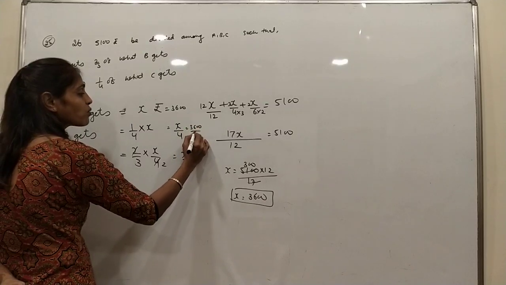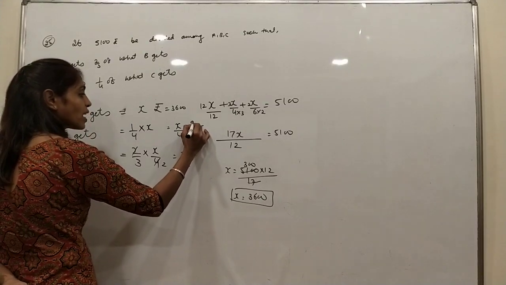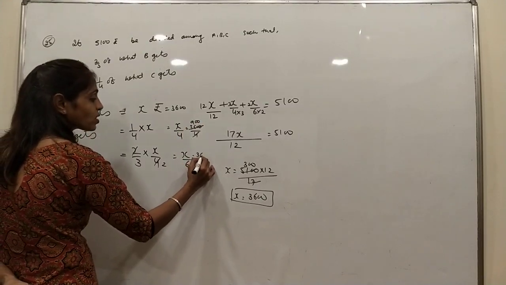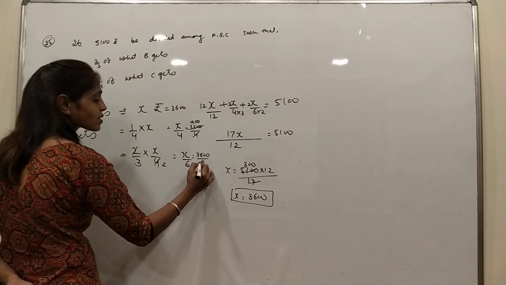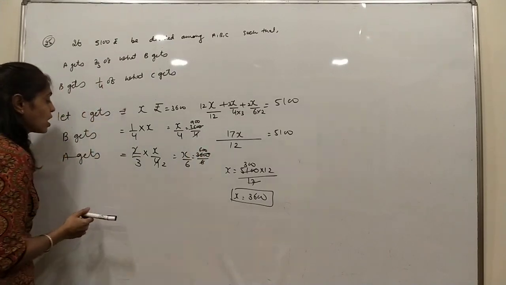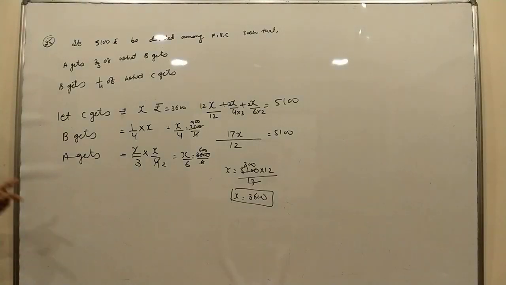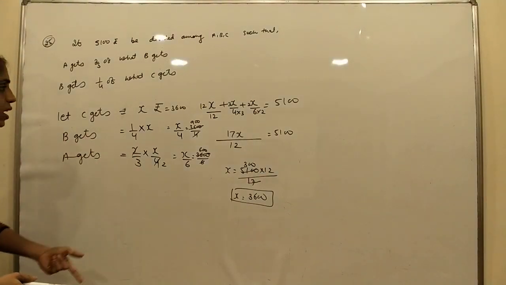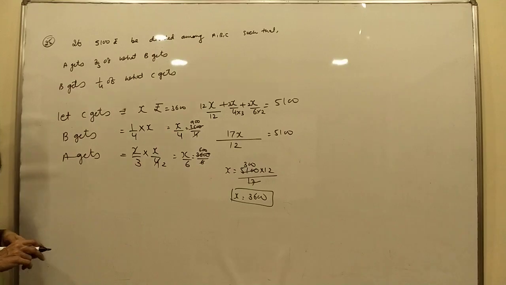Now B and A get 3600 by 4, 900 rupees, and 3600 upon 6, that is 600 rupees. So C gets 3600, B gets 900 and A gets 600 rupees. Okay.